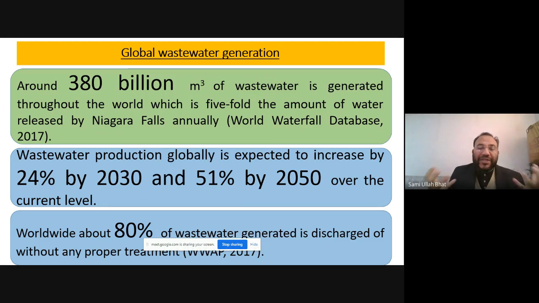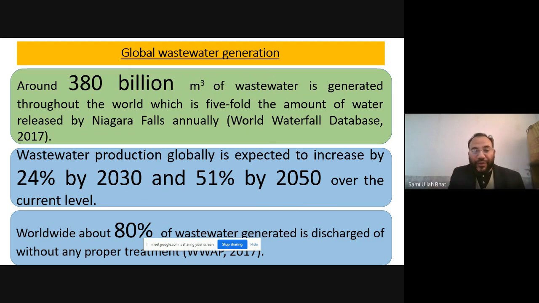Means how much wastewater is generated. It is 380 billion cubic meters of water generated throughout the world, which is fivefold the amount released by the Niagara Falls annually. Wastewater production globally is expected to increase by 24% by 2030 and 51% by 2050 over the current level. Means if it is 380 billion at this point, it can go up to 1000 billion.